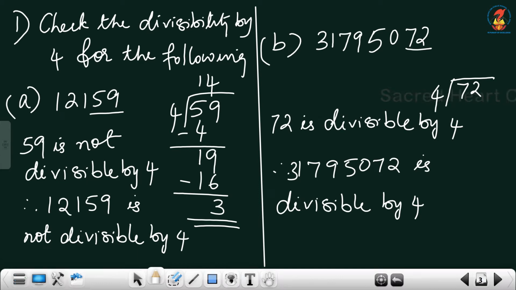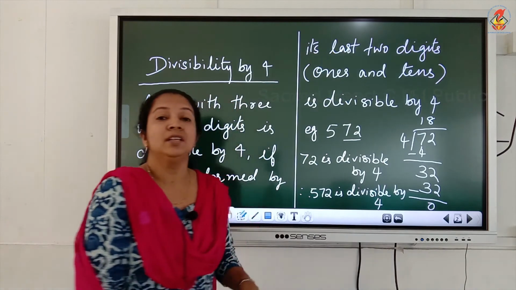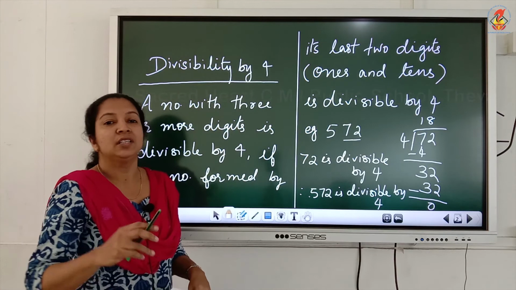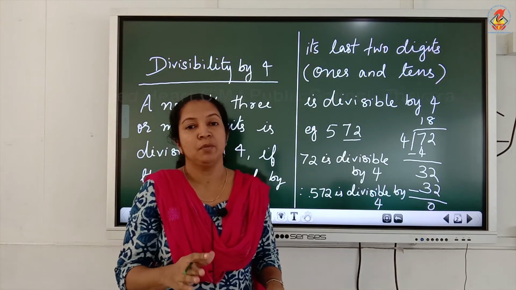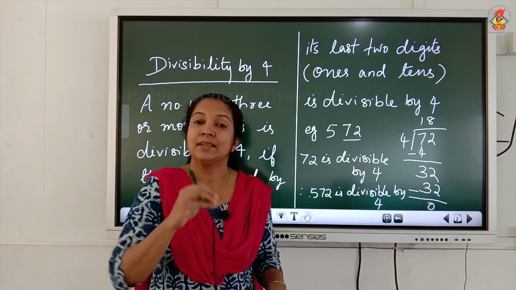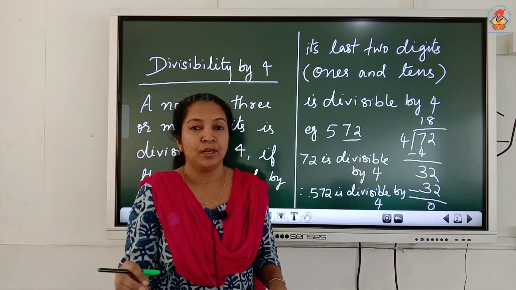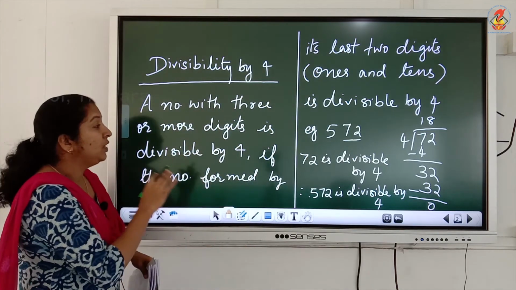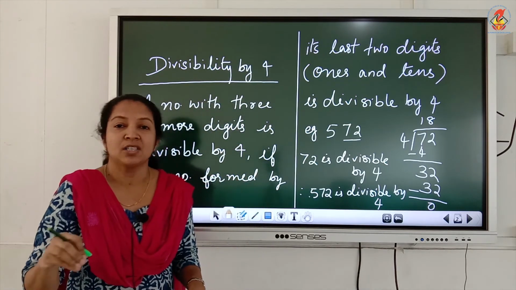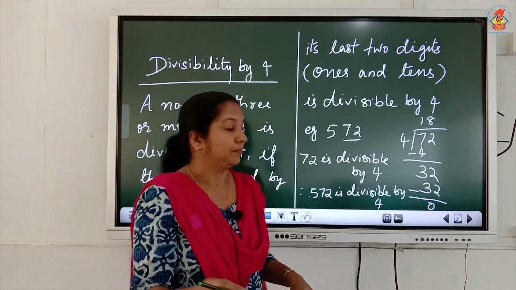So this is the method for checking the divisibility by 4. What you have to check is whether the last two digits is divisible by 4. This is applicable only for numbers with 3 or more digits. A number with 3 or more digits is divisible by 4 if the number formed by the last two digits, that means ones and tens place, is divisible by 4.